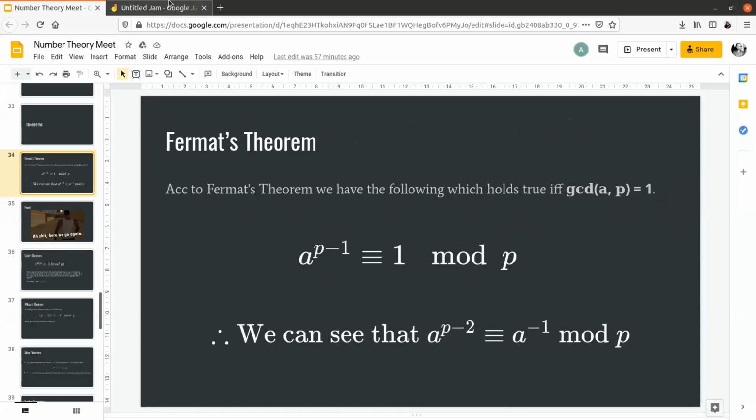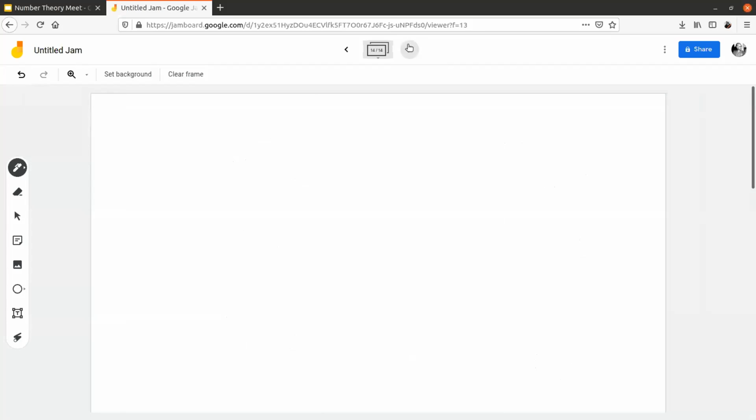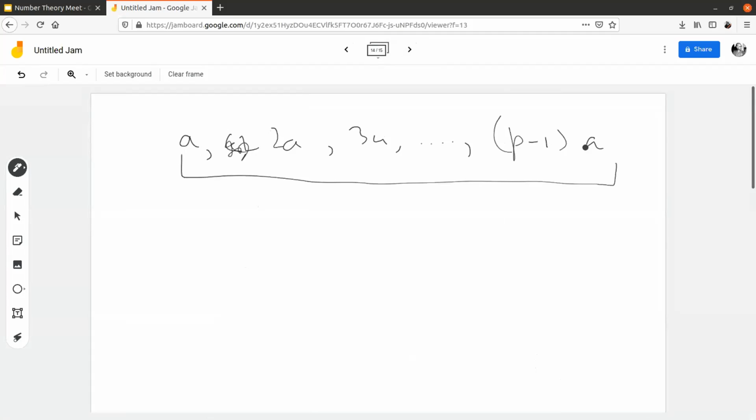So let's try to prove this, a basic proof sketch, not too much detail. Suppose I have p minus 1 numbers: a, 2a, 3a, and so on up to p minus 1 times a. All these things will give you unique remainders. If a is co-prime with respect to p, so if a is not already a multiple of p, then all these things will give you different remainders with respect to p.